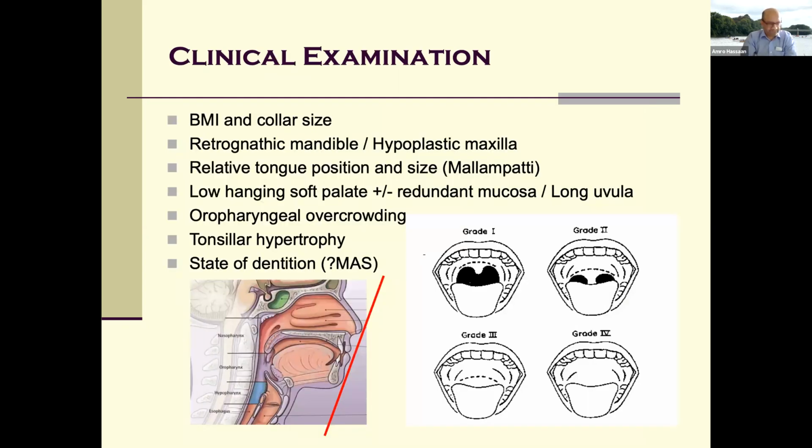Clinical examination. BMI is a big deal. A BMI of over 25 is considered overweight. Over 30 is considered obese. Unfortunately, the majority of my patients with OSA are well over 30 and definitely in the obese category. Collar size is indicative. A collar size of 16, 17 and over suggests a problem.